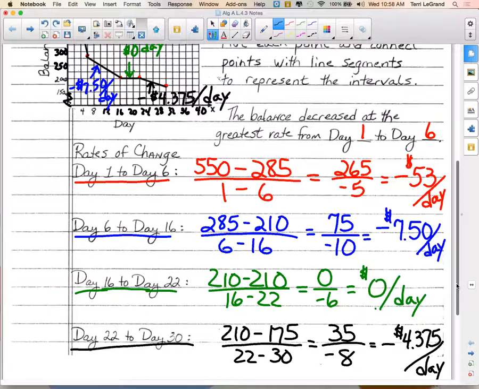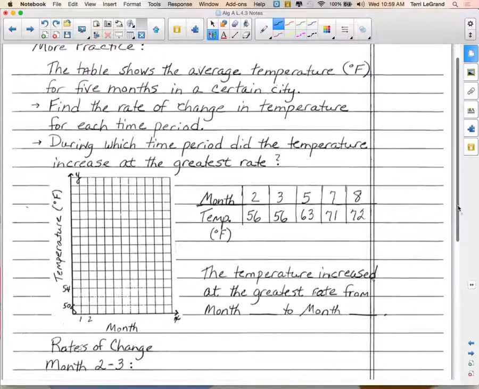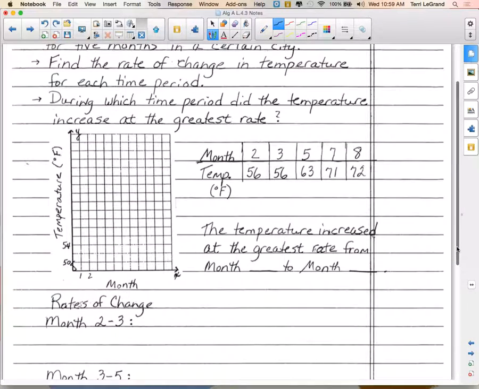Okay, anybody have any questions on this one before we move on? In the back? Okay, let's go back to the problem. The table shows the average temperature in degrees Fahrenheit for 5 months in a certain city. We don't know where this is. Find the rate of change in temperature for each time period. During which time period did the temperature increase at the greatest rate?